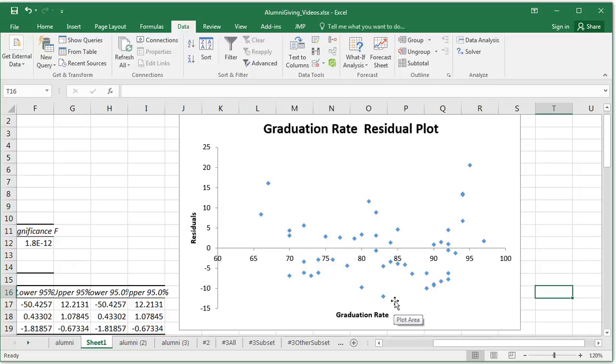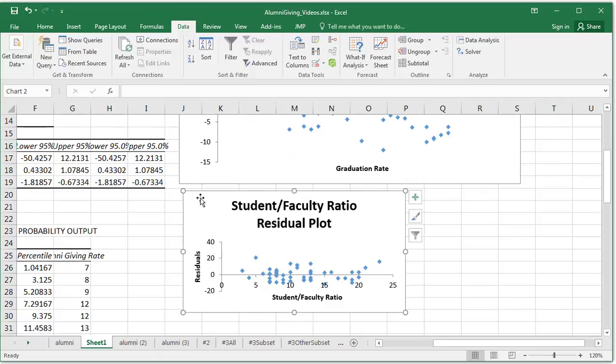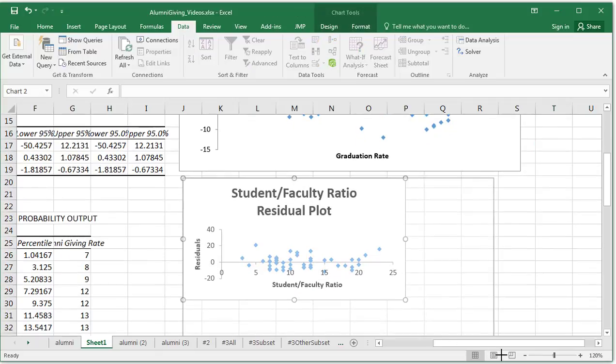So overall, this one looks okay. It doesn't look perfect. It doesn't look horrible. So we're thinking perhaps that's okay. Let's look at it for the student to faculty ratio as well.